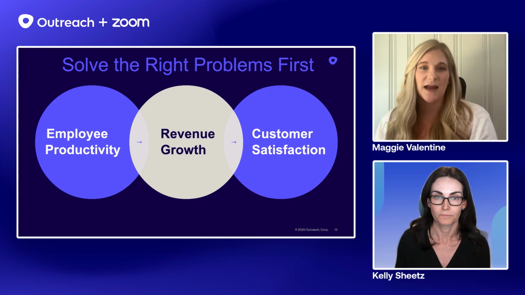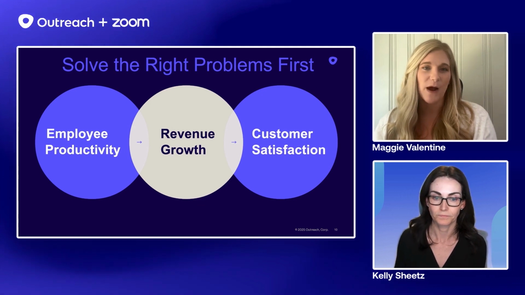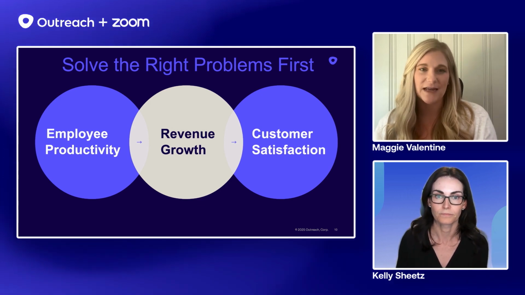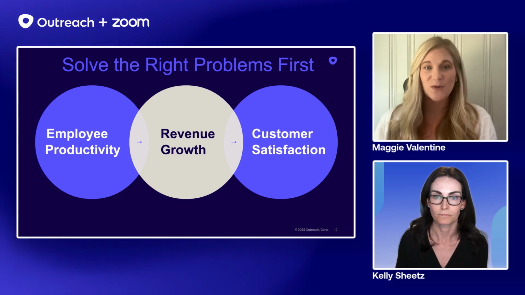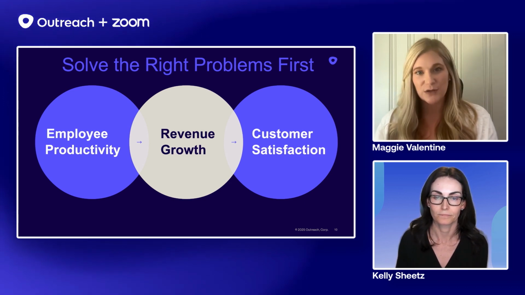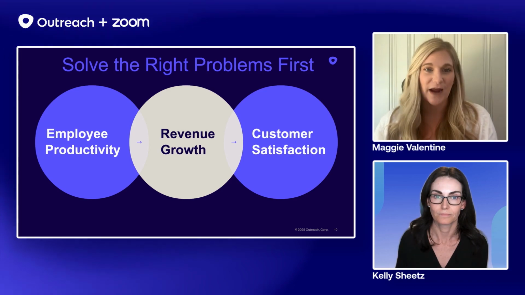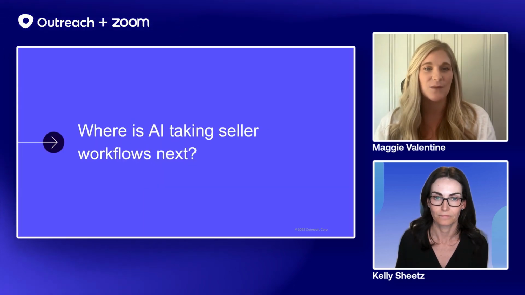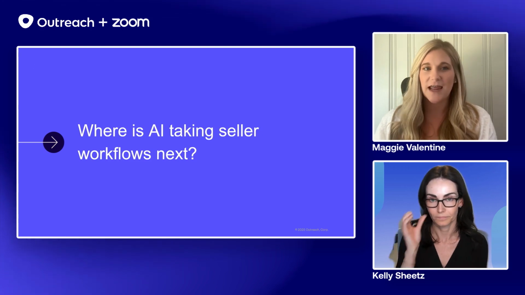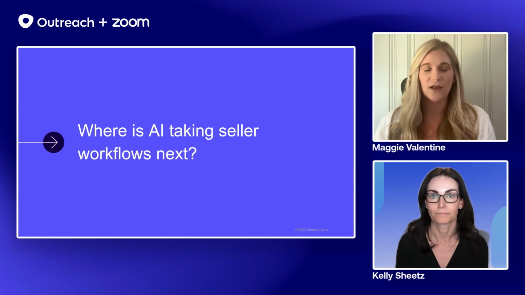That makes a lot of sense. And obviously, when I think about employee productivity and the tools that they're using, we start to think about, especially with Outreach, the revenue team and how they're using AI to further drive sales growth, right? So with this next question, we want to look into the looking glass and understand, where is AI really taking seller workflows? If you could look forward a year, where do you see AI taking the sales workflow next?